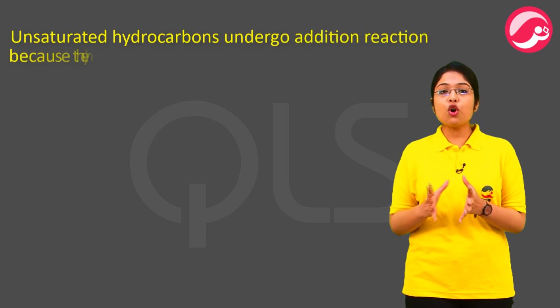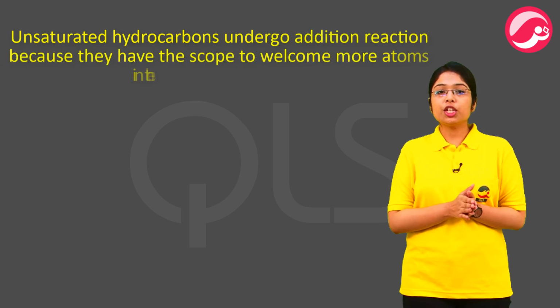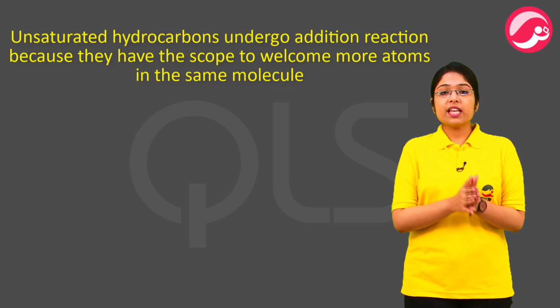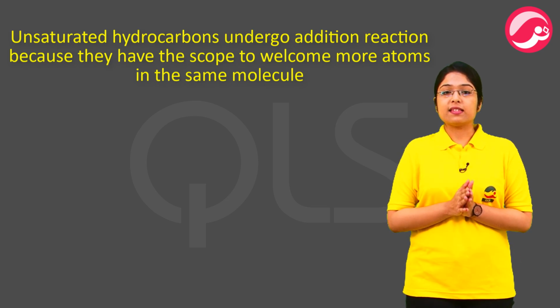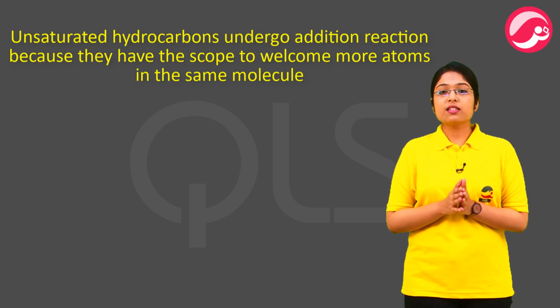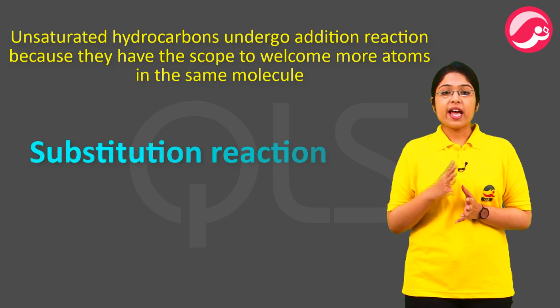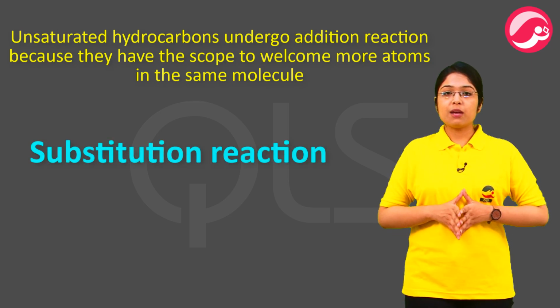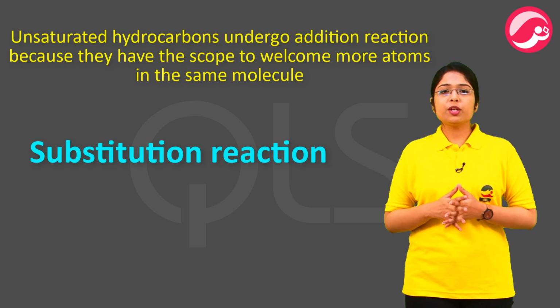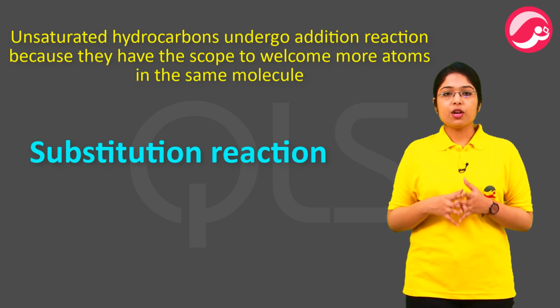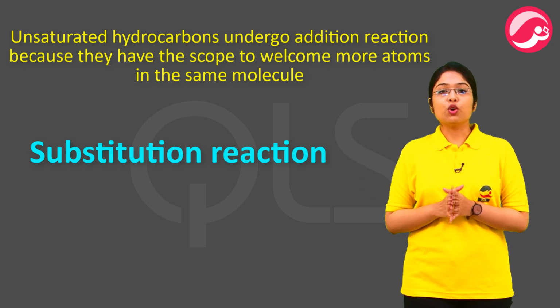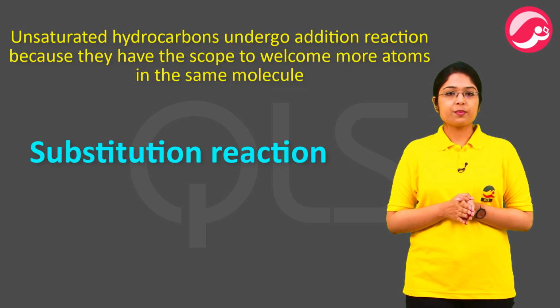Unsaturated hydrocarbons undergo addition reaction because they have the scope to welcome more atoms in the same molecule. But this same thing does not happen with alkanes. Instead, alkanes show substitution reaction. Alkanes सैचुरेटेड हाइड्रोकार्बन्स होते हैं, सो इनमें कोई स्कोप नहीं होता कि हम और मॉलिक्यूल्स ऐड कर सकें. सो इंस्टेड ऑफ एडिशन रिएक्शन दे गो फॉर सब्स्टिट्यूशन रिएक्शन.